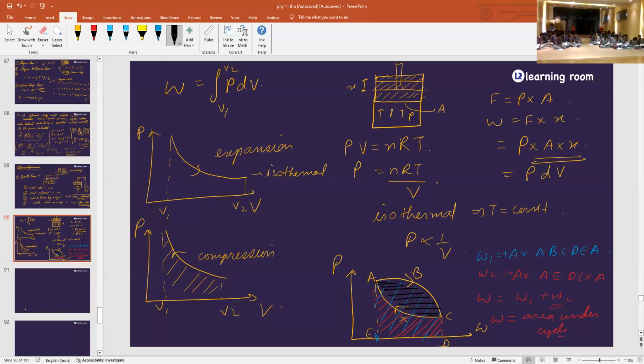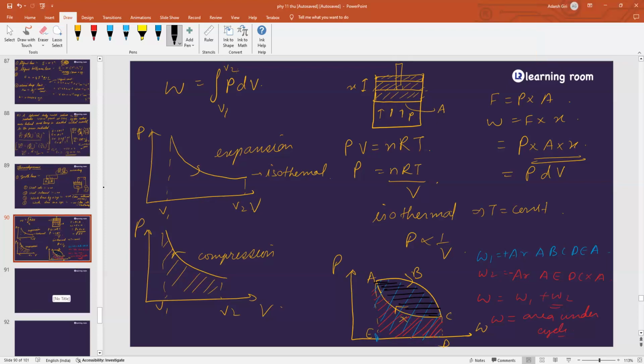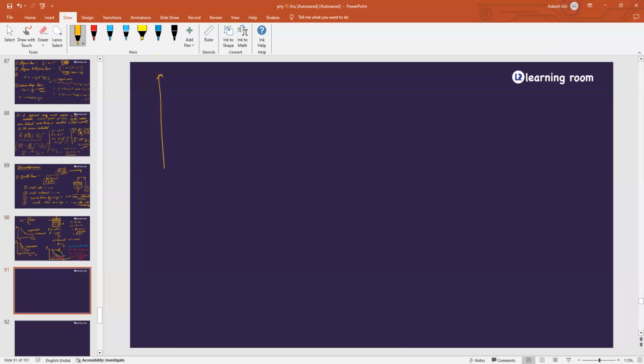W1, W2 itself, I can't understand, sir. Okay, I'm explaining it again. See here, we have a cycle, cyclic work done. So you start from A, you expand. If you're going like this, you expand, V1 to V2.